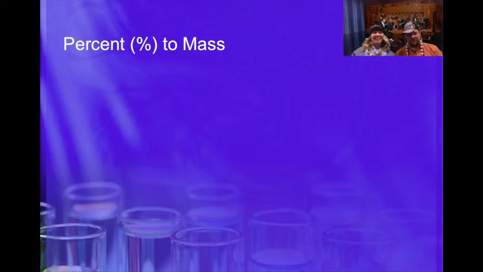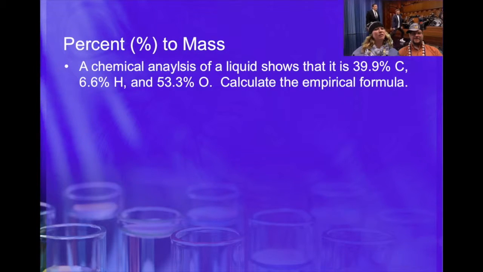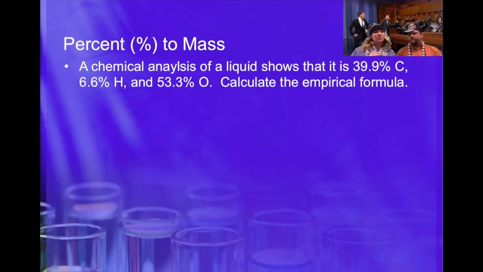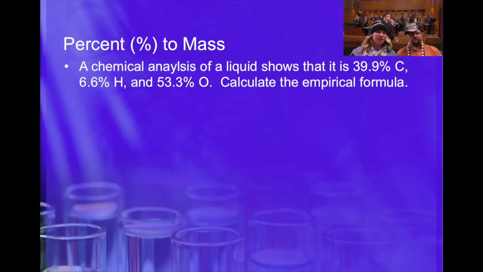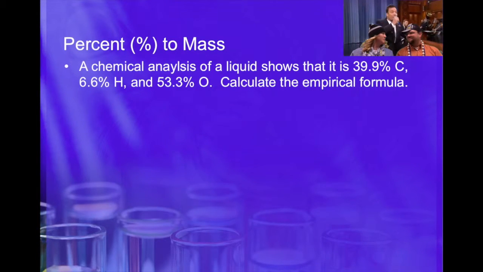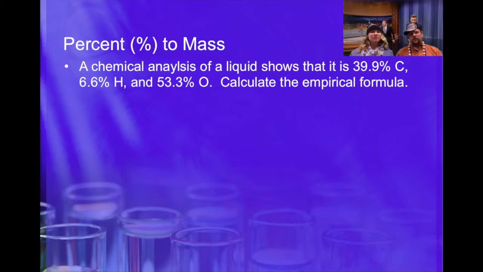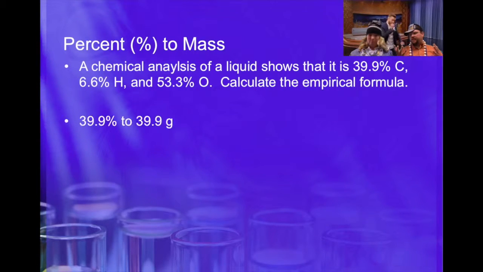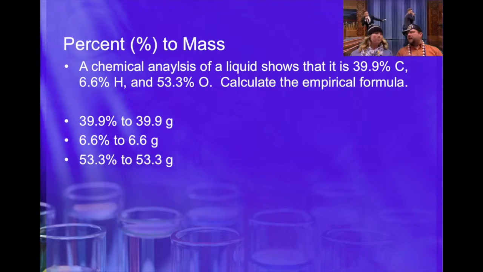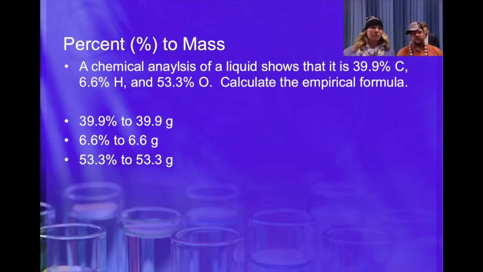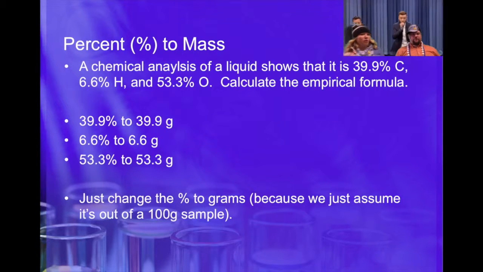So the first thing we do is we've got to convert our problem from percent to mass. I'm just going to take the percents and turn them into masses. This works because I can assume a 100-gram sample, and so 39.9% of 100 grams is 39.9 grams. The math's important. So we're just going to assume that it's a 100-gram sample.